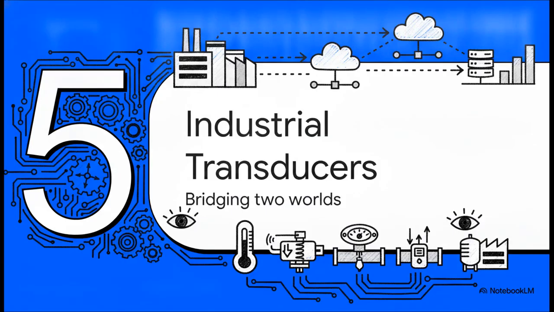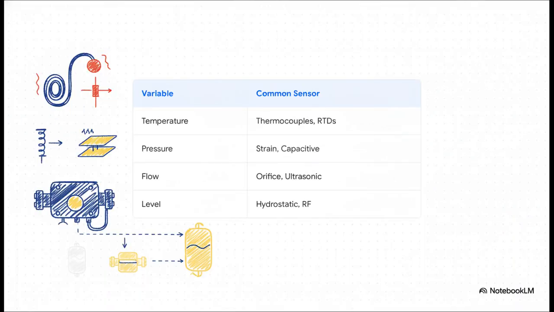Section 5, Measuring with Industrial Transducers. Bridging the physical and digital worlds. Because, let's be real, none of that software logic matters without eyes out in the field. You have to match the process variable to the right sensor. We use thermocouples or RTDs for temperature, strain gauges or capacitive sensors for pressure. For flow, you might see orifice plates or non-invasive ultrasonic meters. And level uses hydrostatic or RF admittance.